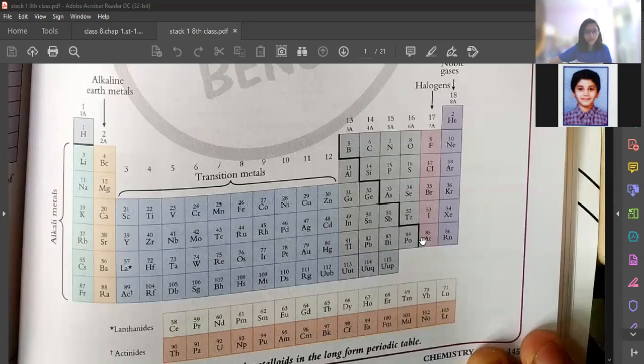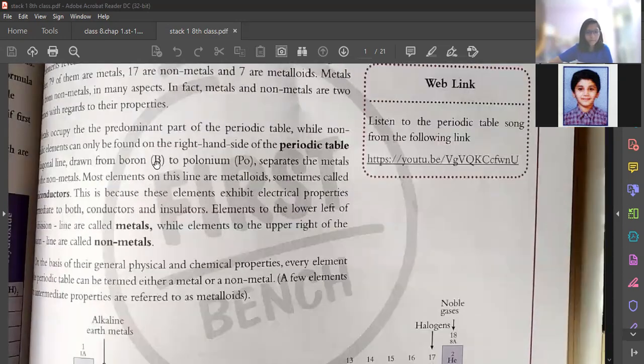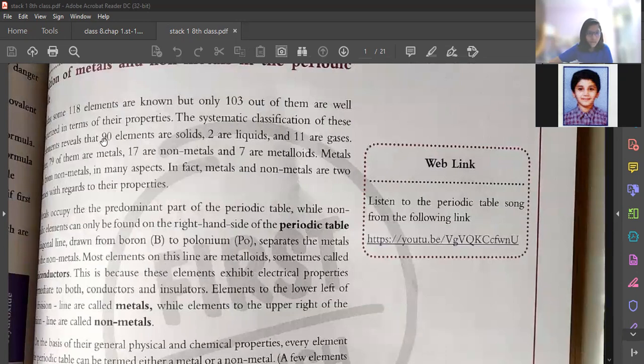Out of 118 elements, only 90 to 92 elements exist in nature. That means they are naturally occurring elements. Out of 118, only 92 to 94 elements occur naturally. The remaining are artificial elements, meaning they are obtained from other elements. Clear this one? Yes, sir.